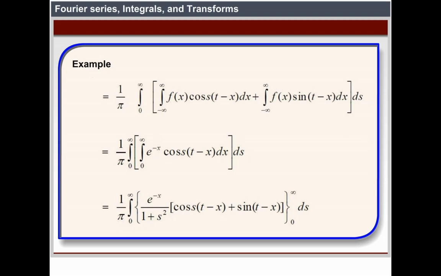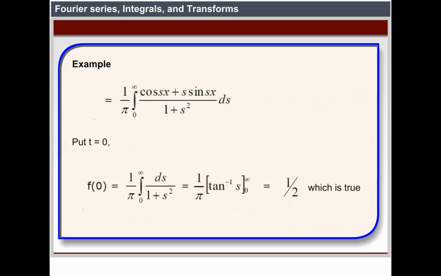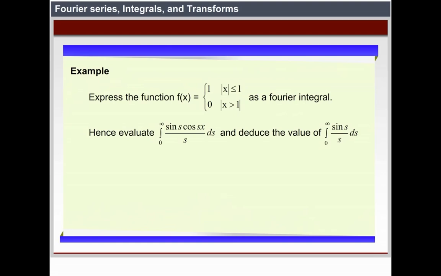After applying the limits, we get equal to 1 by pi integral 0 to infinity (cos sx plus sin sx) divided by 1 plus s square into ds. Put t equal to 0, f of 0 equal to 1 by pi integral 0 to infinity ds divided by 1 plus s square, equal to 1 by pi tan inverse s with the limit 0 to infinity, equal to 1 by 2, which is true. Hence proved.